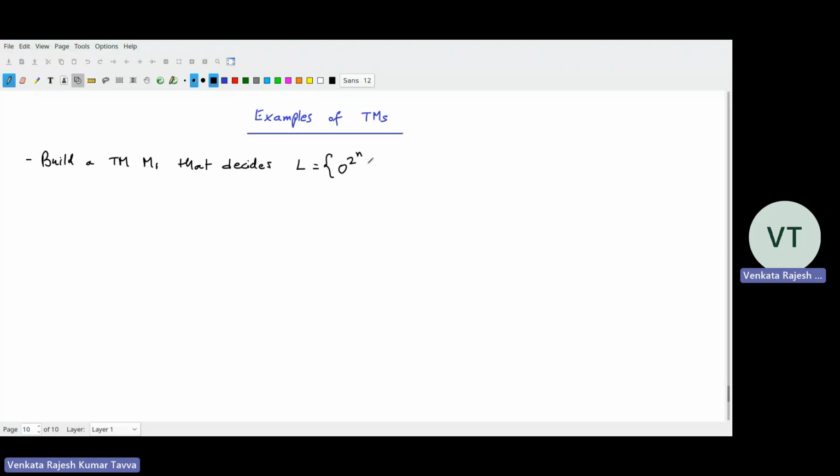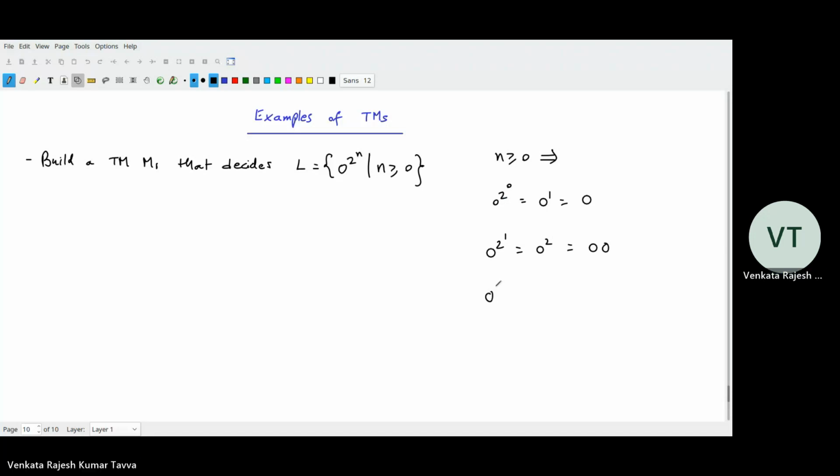So the language is 0 power 2 power n, where n is greater than or equal to 0. So what do we mean by this? Since n is greater than or equal to 0, if n is 0, it will be 0 power 2 power 0, that is 0 power 1, that is one 0. If n is 1, it will be 0 square, that will be 2 zeros. If n is 2, it will be 0 power 4, that is 4 zeros, and so on.